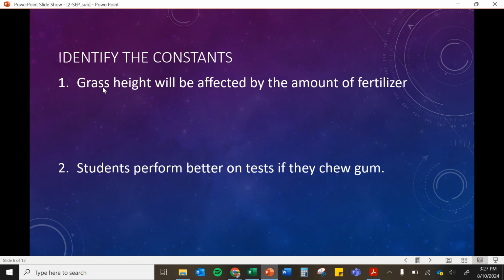One thing I notice when students are identifying constants is that it seems like common sense. Like with chewing gum, of course we're not going to put one group of students from sixth grade and one group of students who are seniors. But we still want to identify that as a constant. The grade or the age of the student is being held constant.